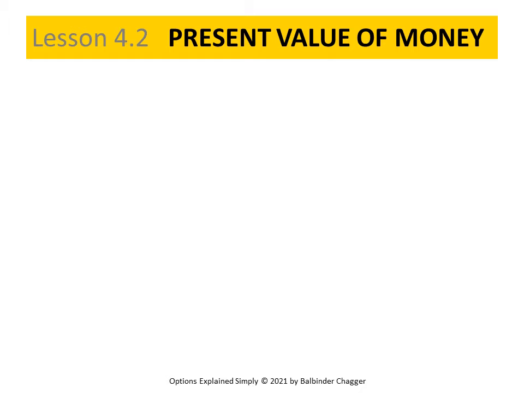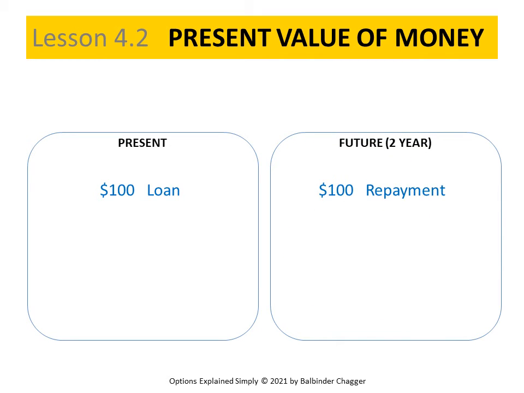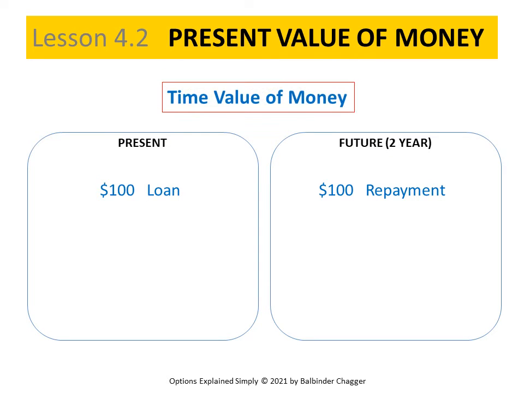Recall also that in the previous lesson, we established that if we lend someone $100 today and they repay us $100 in 2 years from now, then we'll be out of pocket because the repayment is not worth as much as the loan, due to a difference arising out of the concept known as the time value of money.